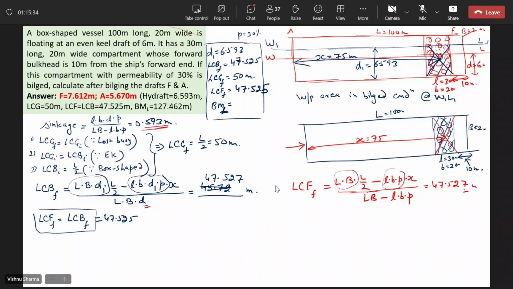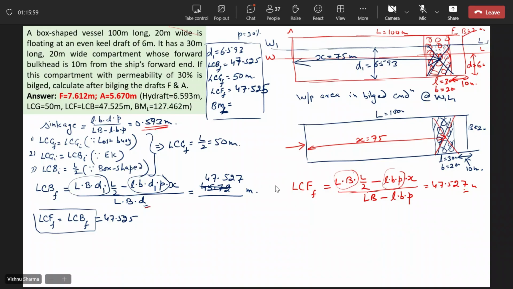Guys, if there is a need to calculate LCF, will you be able to calculate it by the principle of moments? Yes or no? Correct? Is that clear, class? Class, is it clear, beta?